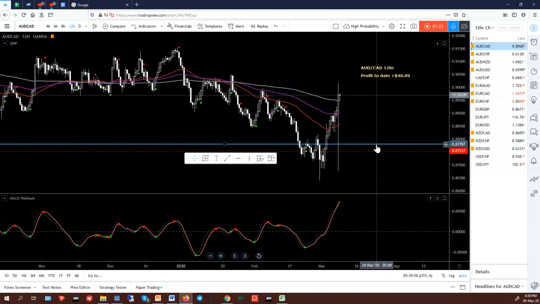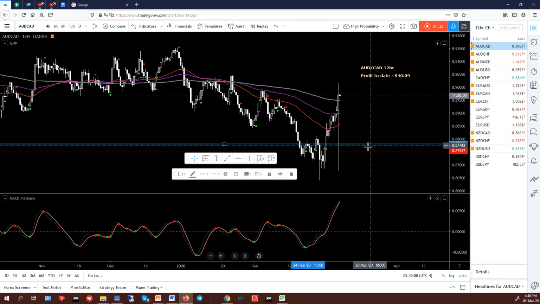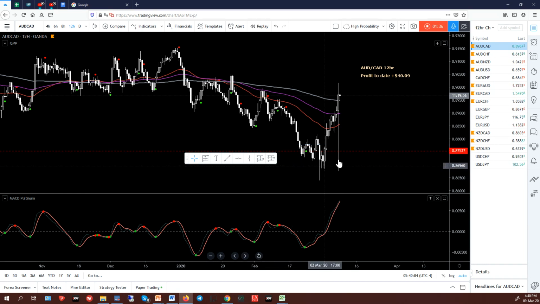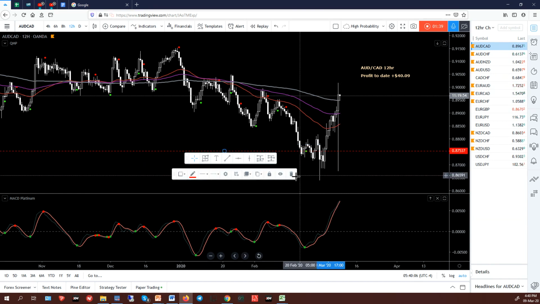You can't foresee these things. They just pop out of nowhere every now and then. And they usually happen at the beginning of a week when there's other things happening in the world. So that buy, I was in a buy there. I just left the things on the chart. This is OzCAD, and it was stopped out on that spike down.